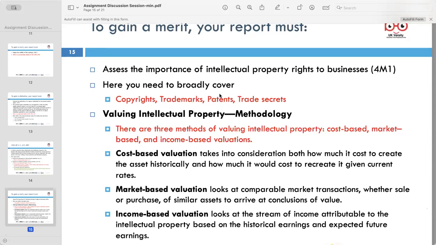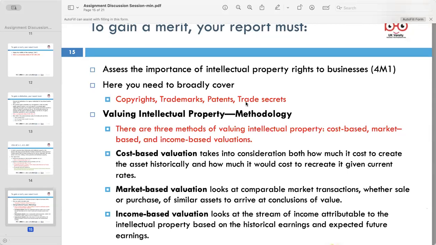Then patent: discuss the importance of patent in safeguarding inventions and innovations. Explain how patents grant exclusive rights to inventors, encouraging innovations within businesses. Then finally, trade secrets: emphasize the value of trade secrets to businesses. Discuss how trade secrets such as proprietary process or formulas provide a competitive advantage by keeping certain information confidential.